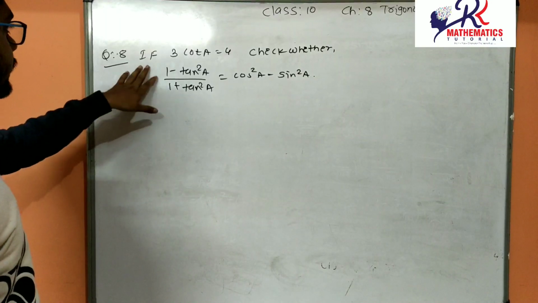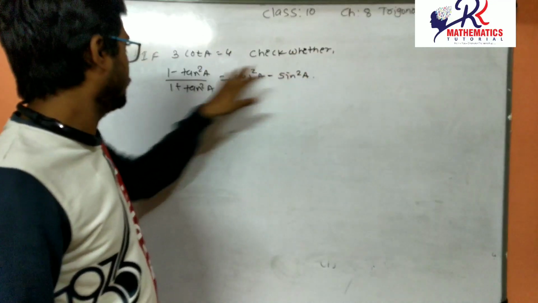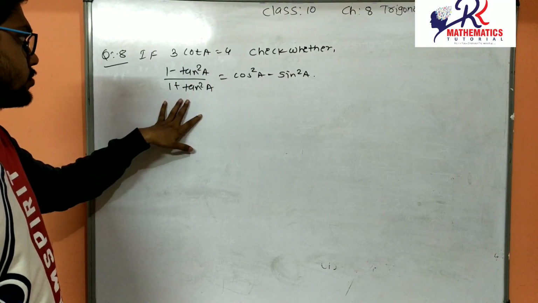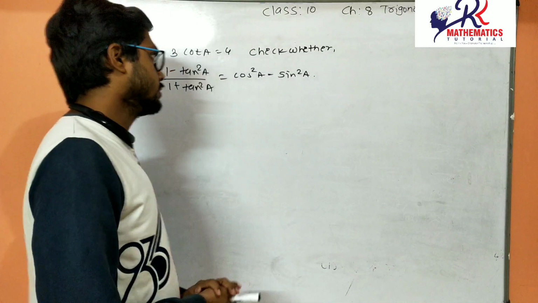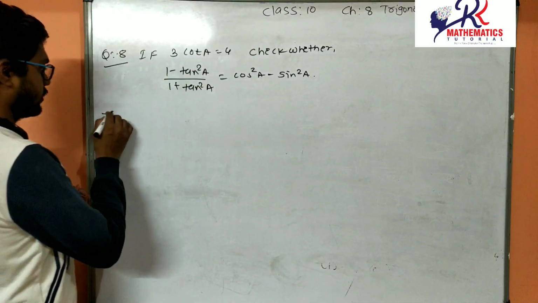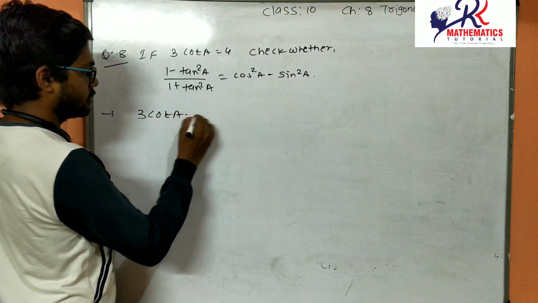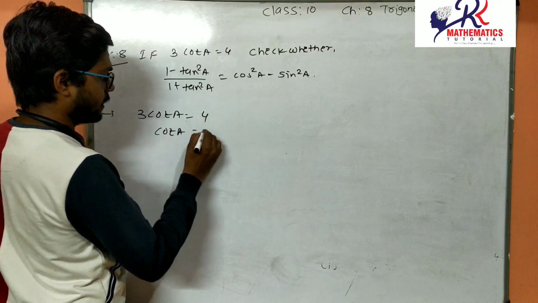Question number 8 is, if 3 cot A is equal to 4, check whether (1 minus tan square A) divided by (1 plus tan square A) is equal to cos square A minus sin square A. So first we take 3 cot A is equal to 4. So cot A is 4 by 3.